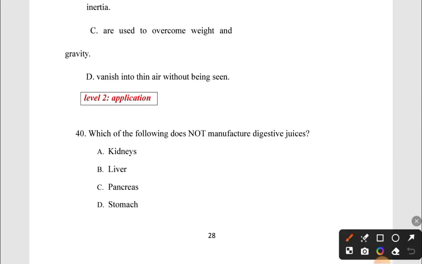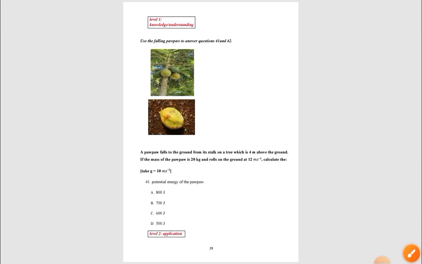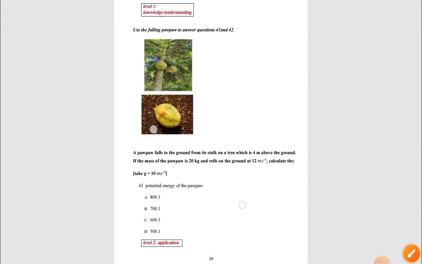40. Which of the following does not manufacture digestive juices? So we have A kidney, B liver, C pancreas, D stomach. The kidney is not part of the digestive system, therefore does not produce digestive juices. Question 41.